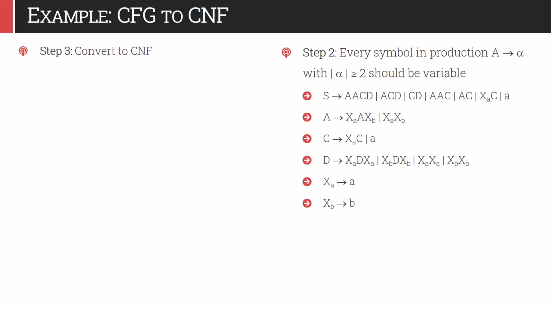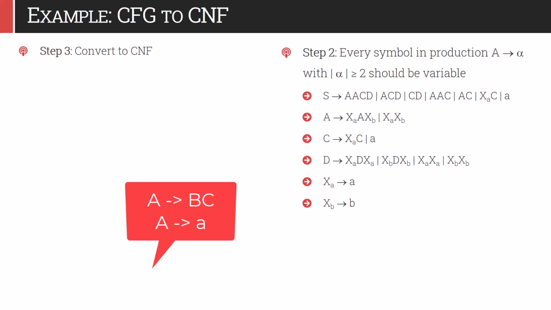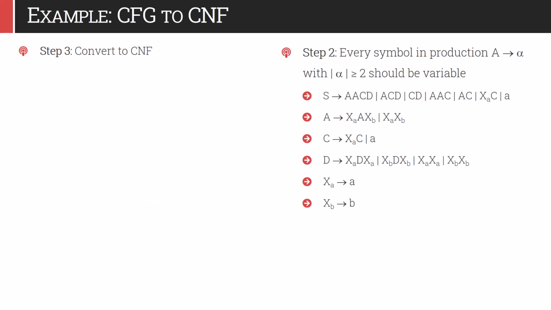Now we will convert all the productions into CNF form. So productions in CNF form could be of two forms. One is that on the right hand side of any production there should be exactly two non-terminals, or there should be exactly one terminal symbol. So if we start with the first production of S, which is S derives AACD, there are four symbols.